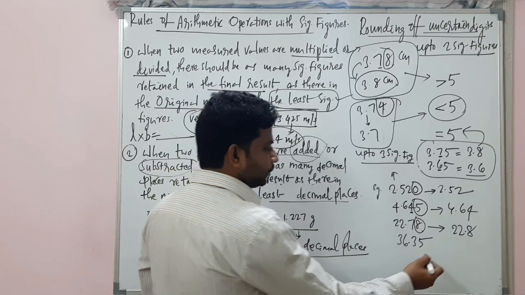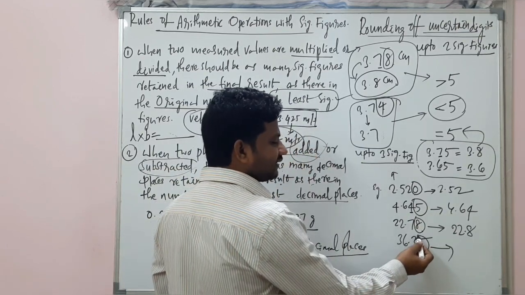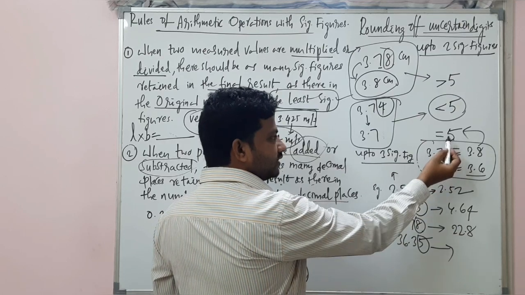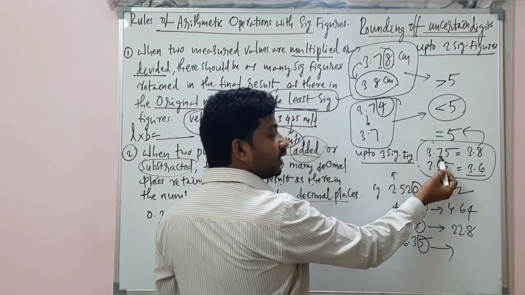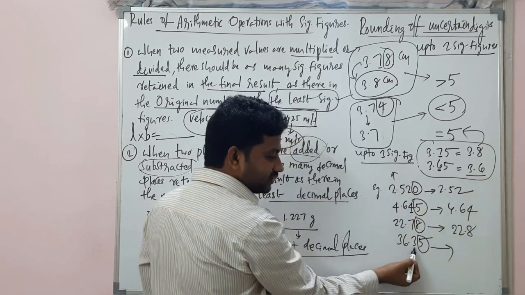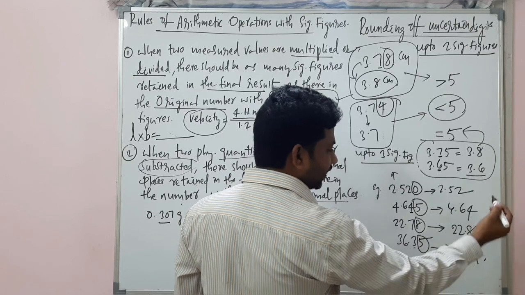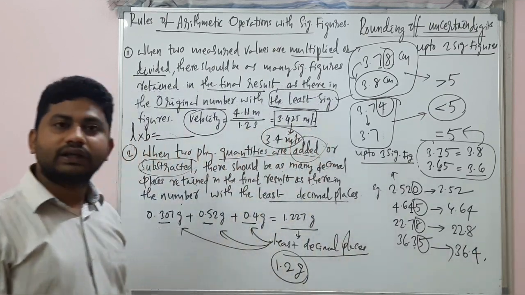Last one. Just now we have discussed: the uncertain digit is 5. If the preceding digit is odd, it must be raised by 1. If it is even, we write it as it is. See, the preceding digit here is odd, so let's raise it by 1: 136.4. So that's the answer. Clear?